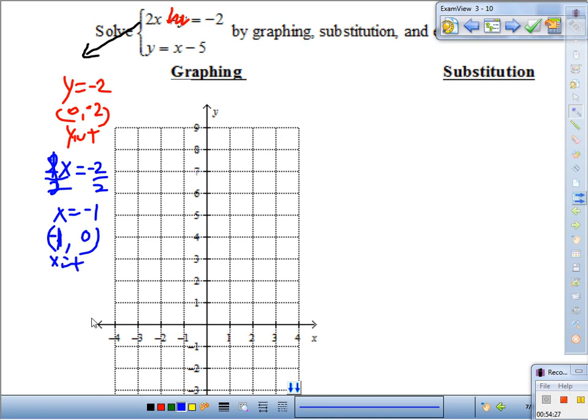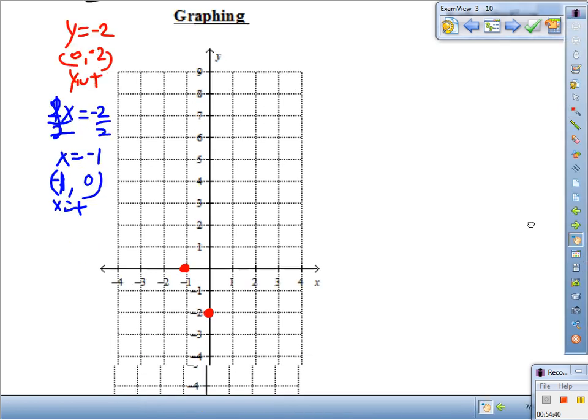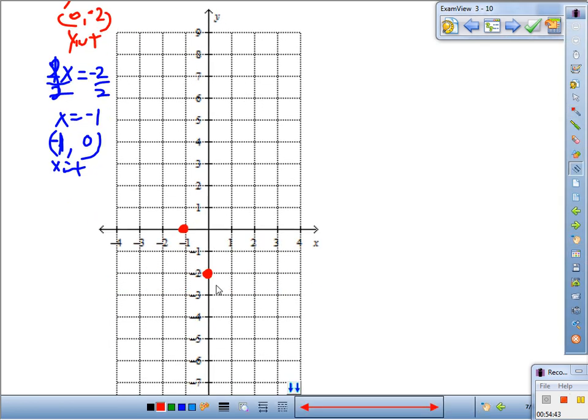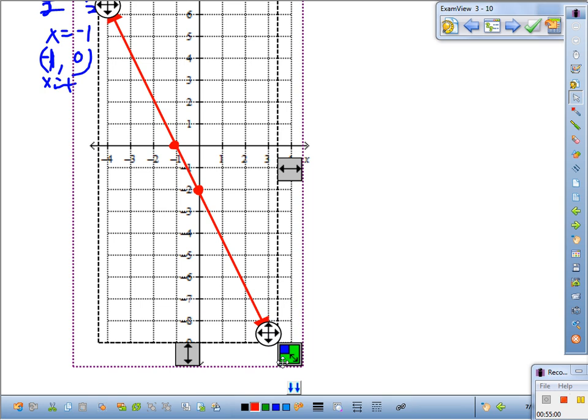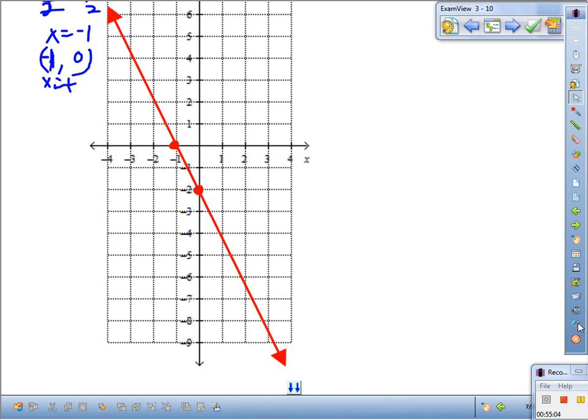That's the x-intercept. All right, let's graph this line first. My y-intercept is (0, -2), which is down here. I'm going to do this one in red. And (-1, 0), which is right here. Sketch your straight line. Make sure it goes all throughout the coordinate plane. Make sure it crosses the whole thing. There it is. Let me zoom out.